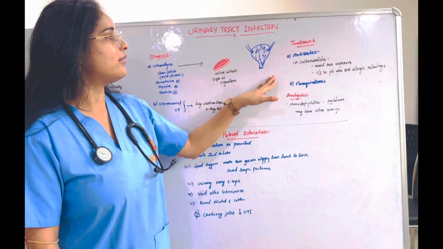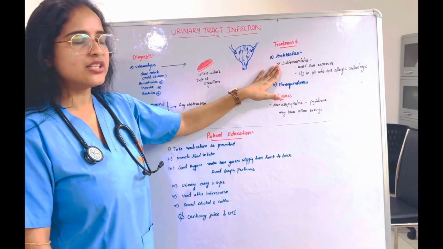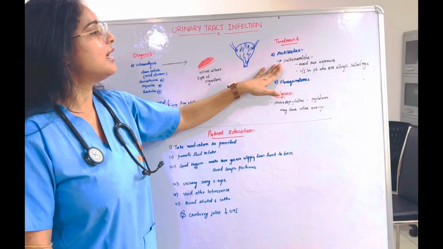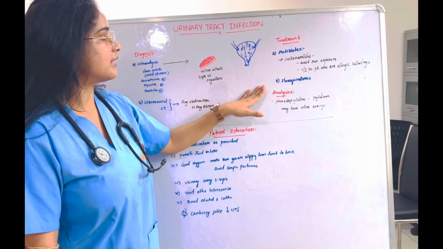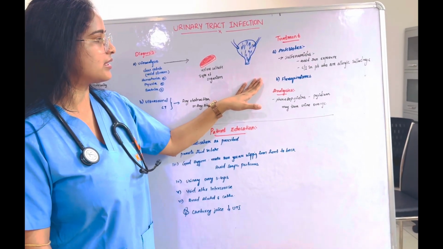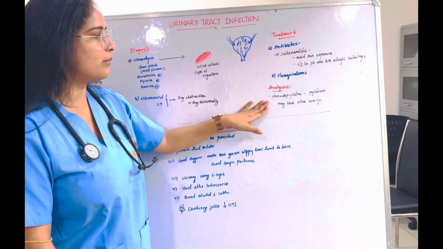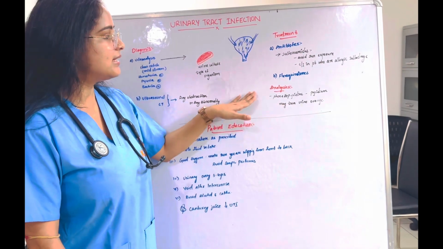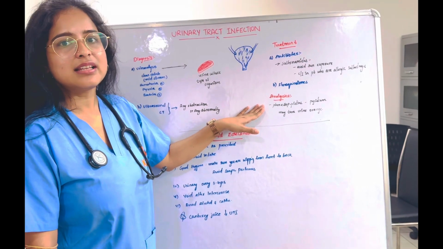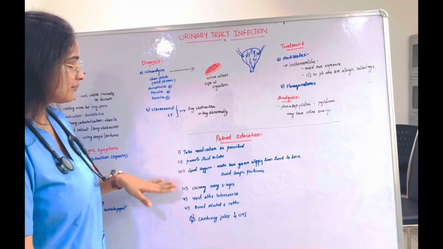Coming to the treatment, we have to start antibiotics like sulfonamides. The patient should avoid sun exposure if taking sulfonamide, and it is contraindicated in patients who are allergic to sulfur drugs. Fluoroquinolones are also among the most common antibiotics used in urinary tract infection. Coming to the analgesic in urinary tract infection, we generally prefer to give phenazopyridine, also known as Pyridium. This generally turns the urine orange in color, so we have to tell the patient that the urine is going to turn orange and that they should never worry about it.